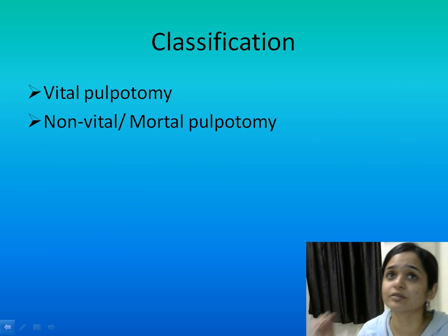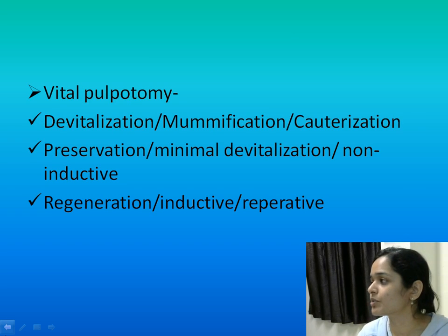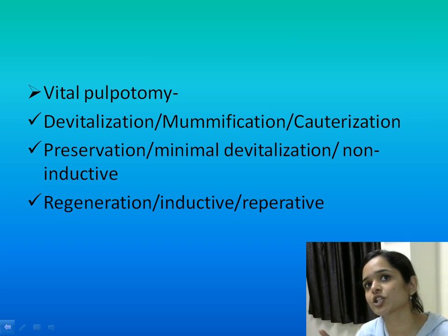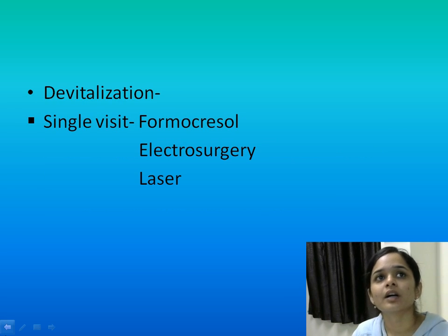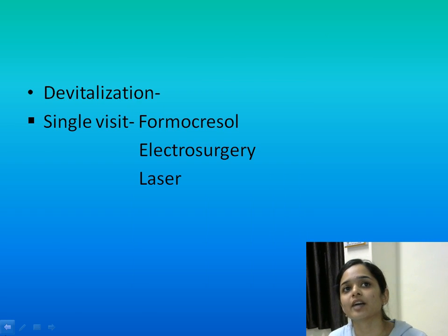Classification. A classification you have to remember. Vital pulpotomy, non-vital or mortal pulpotomy. In vital pulpotomy, there are again three types. There are different names. Devitalization is also called mummification, also called cauterization. Preservation is also called minimal devitalization or non-inductive, and regeneration or inductive or reparative. And in devitalization, there is again single visit and multiple visit. In multiple visit, we use Guy's paste. In single visit, Formocresol, electrosurgical and laser.